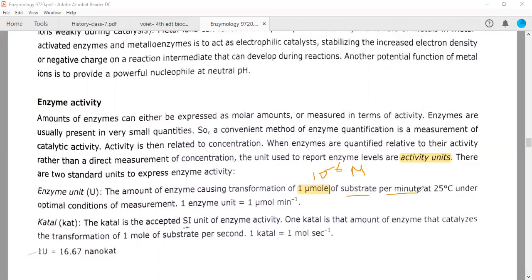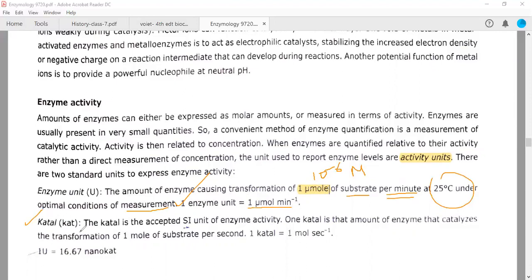Okay, so if this substrate per minute, and this time point is also very important, per minute at a specific temperature, room temperature 25 degrees Celsius, under optimal conditions of measurement. If everything is fine, then if an enzyme is able to convert 1 micromole of substrate per minute at 25 degrees Celsius, then it is called 1 enzyme unit. So it is represented like 1 micromole converted per minute. Okay, the second unit is katal.